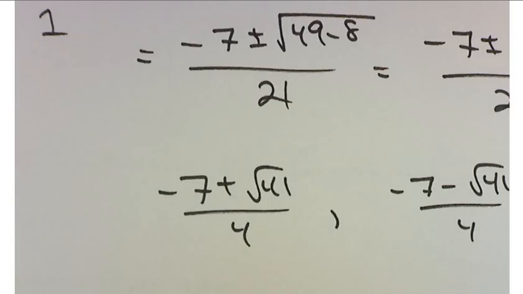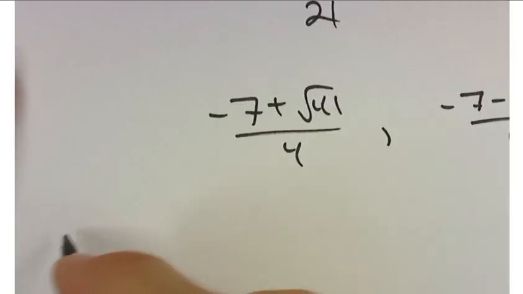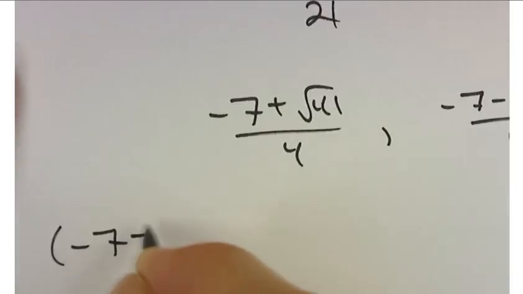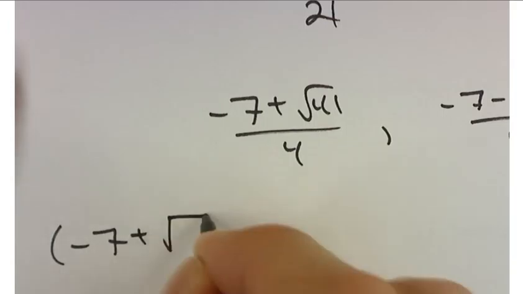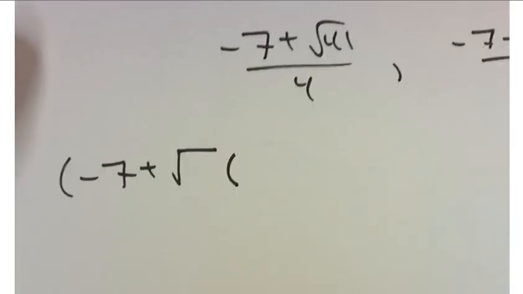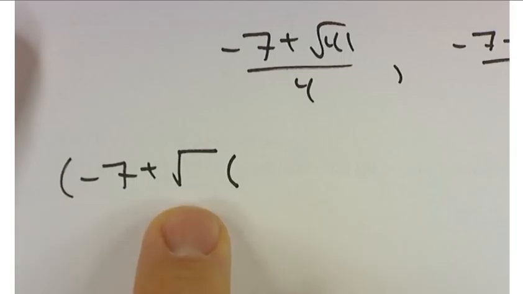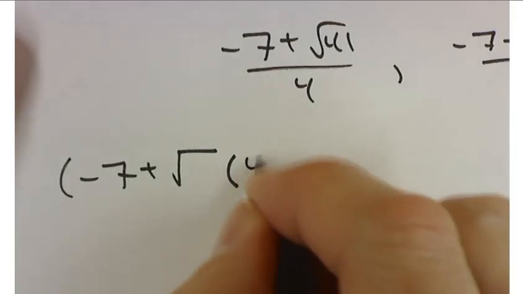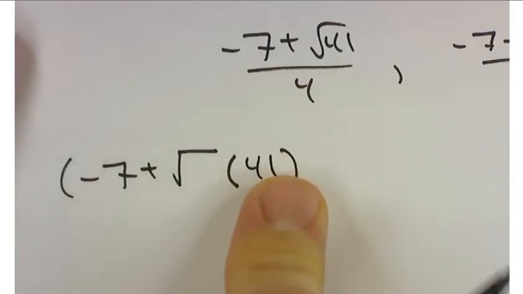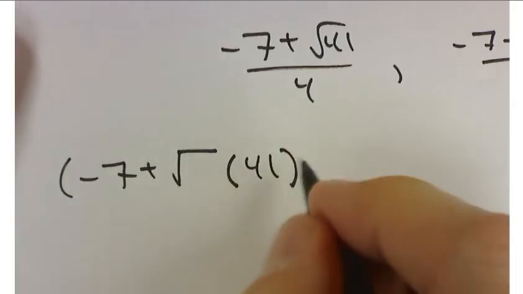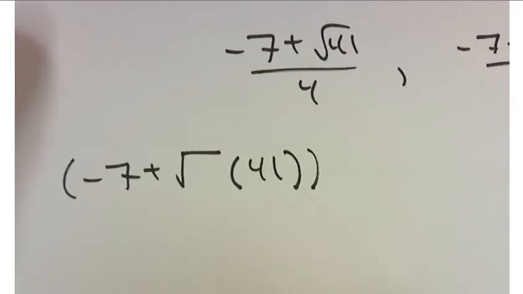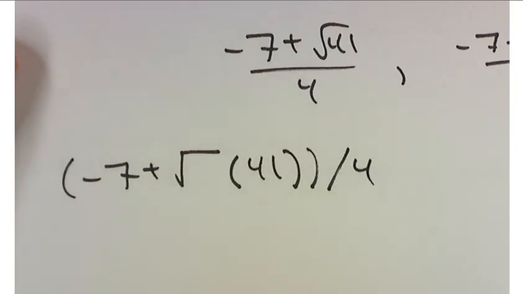Chances are yours would look like this. -7 plus square root of 41. Now when you put in the square root, it automatically gives you that left parenthesis. So then you put a 41, right parenthesis finishes off the square root, another right parenthesis finishes off the numerator, and then divided by 4.